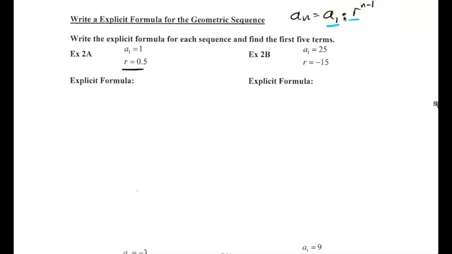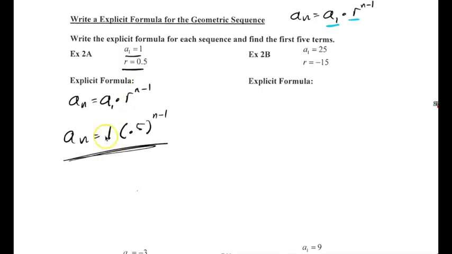The first one here, I have my A1 and my R. So my explicit formula, let's rewrite it right here. AN equals 1 times 0.5 to the n minus 1. That's it. If I want the 30th term, I would plug in 30. Now I can figure out what A30 is. The same thing with this one. My AN is equal to 25 times -15 to the n minus 1.